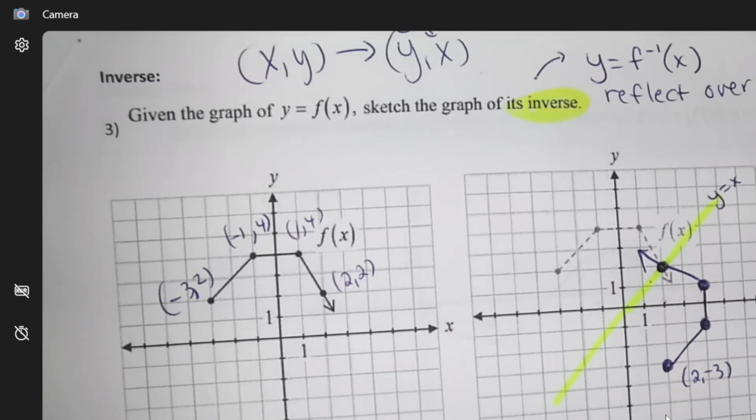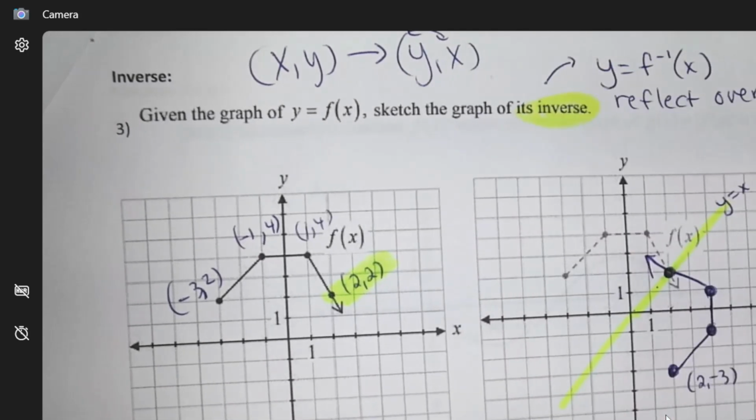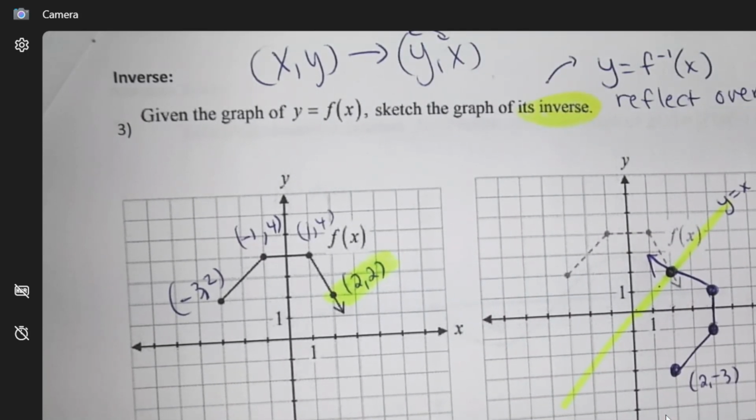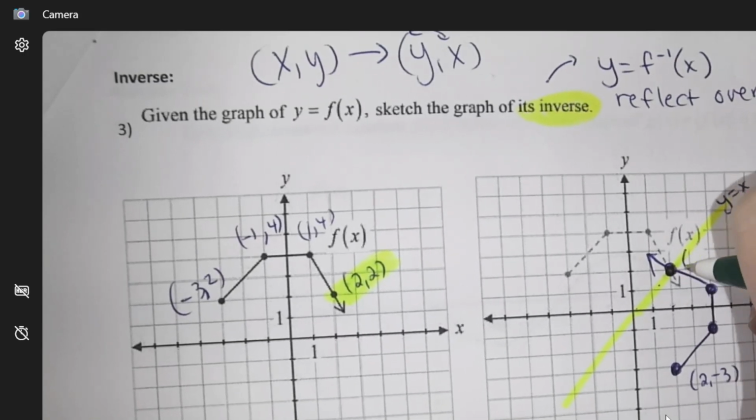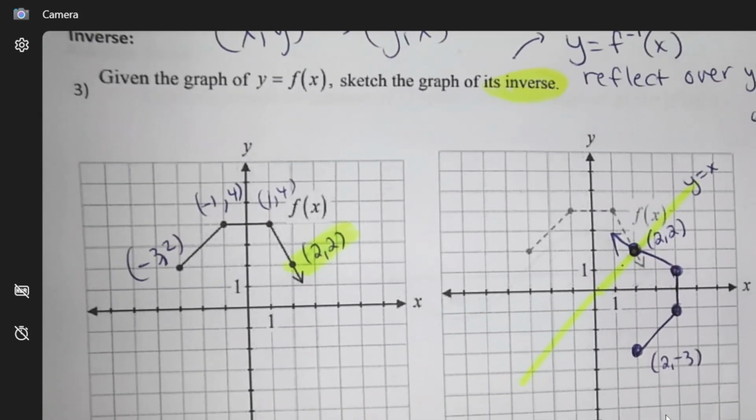We had what I call invariant on this. Where did we have an invariant point? 2, 2. So what causes invariant on inverses? If x and y are the same number, when they switch, they don't change, right? So 2, 2 was invariant. You can see it. Okay.